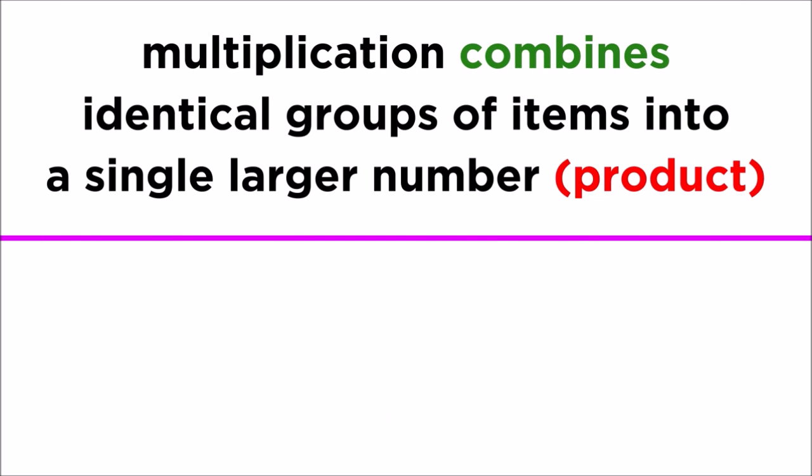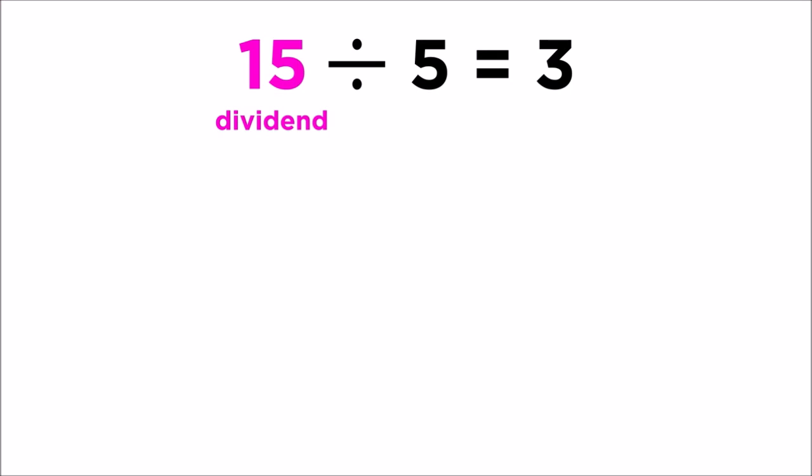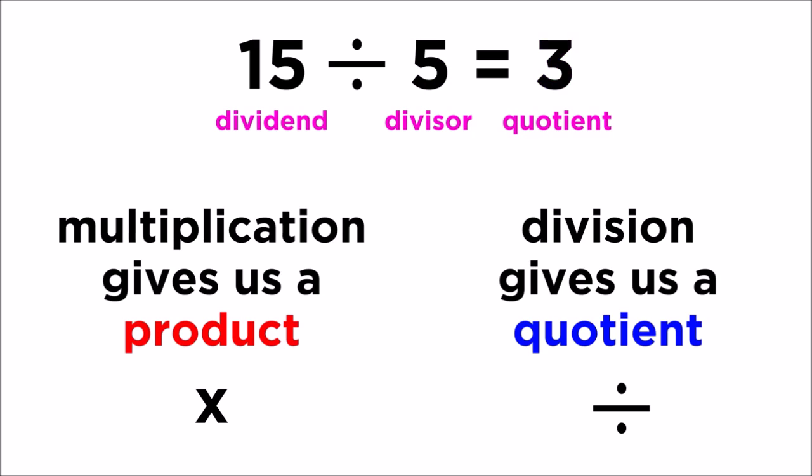So if multiplication solves the problem of how to combine several identical groups of items into a single larger number, or a product, then division, as the inverse operation of multiplication, does just the opposite. It can break a larger number into smaller ones. 15 is the dividend, and 5 is the divisor, while 3 is the quotient. So multiplication gives us a product, and division gives us a quotient.